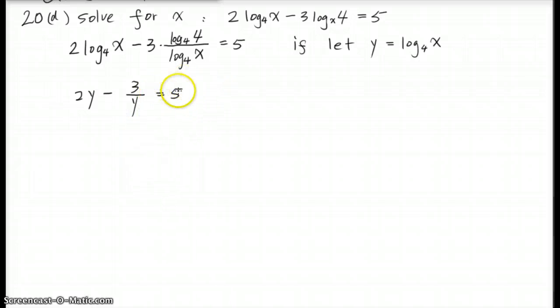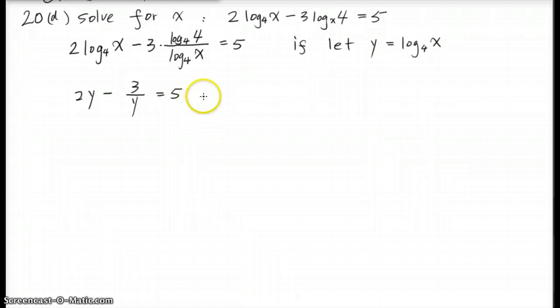So you can see the purpose to let y equals log 4x is you want to turn the equation, which looks like complicated, into equation like you're more familiar with. And after we find out y, which is log 4x, then we can in turn find out x.